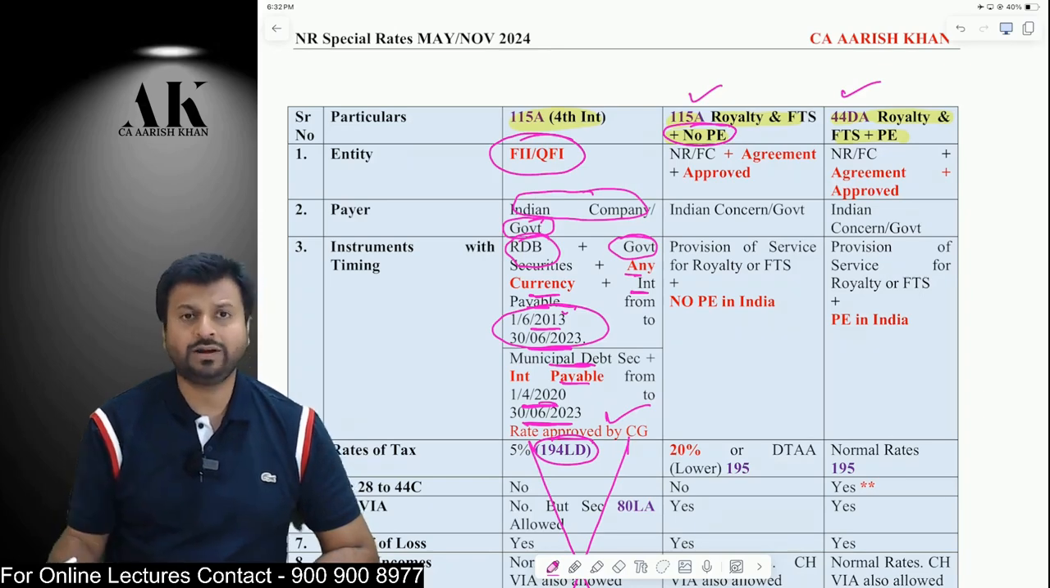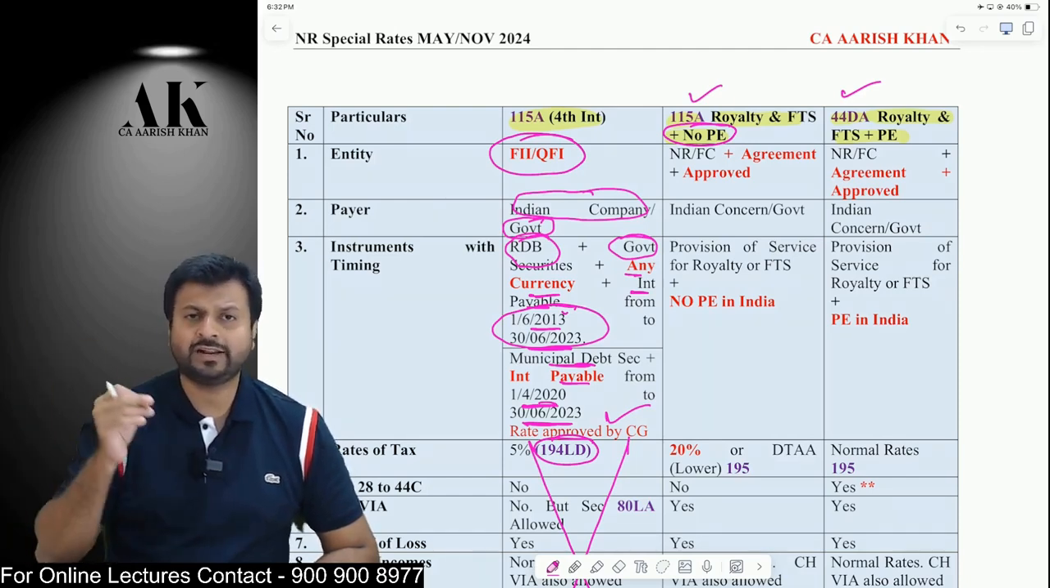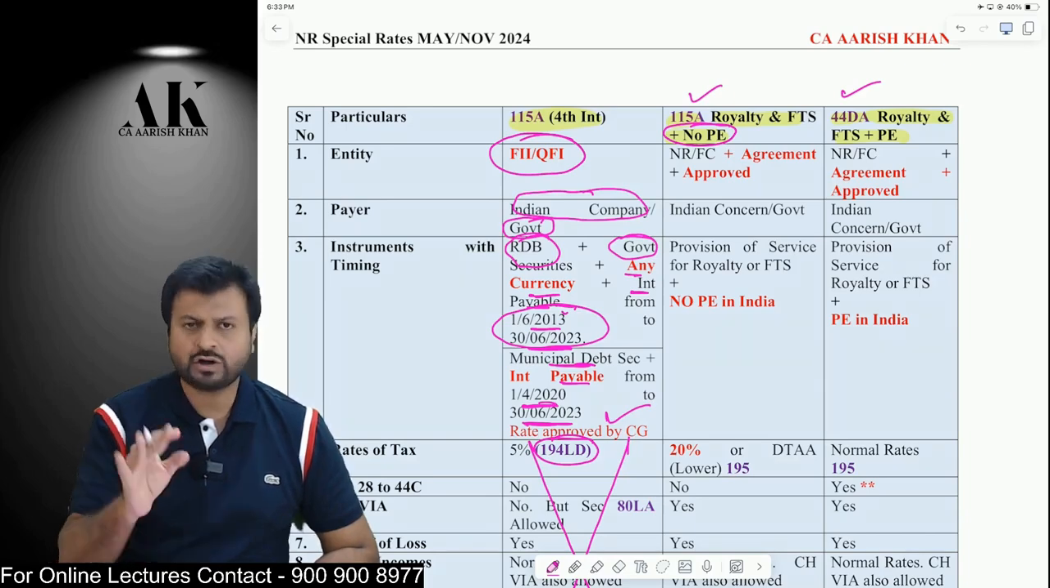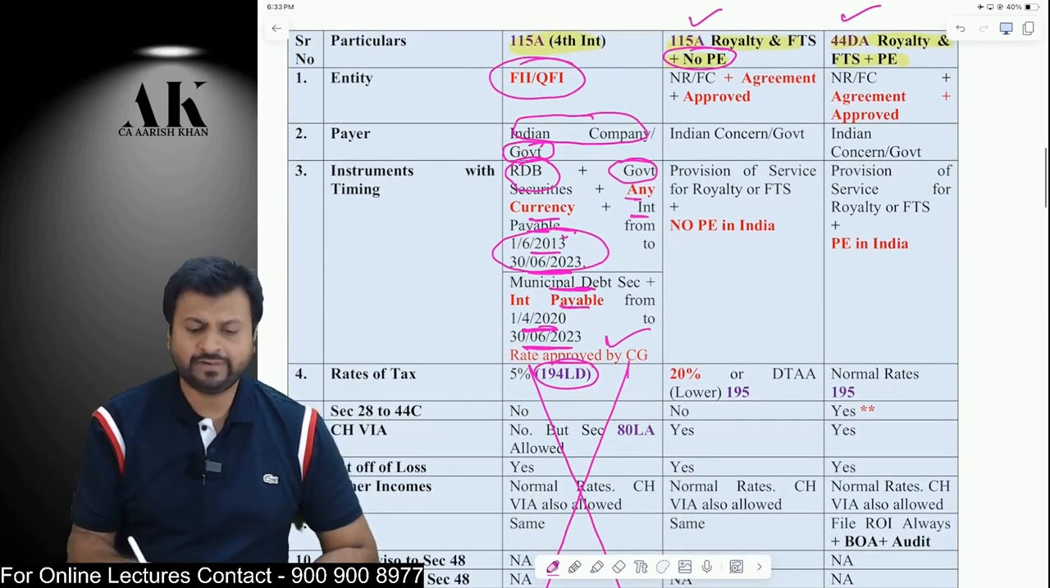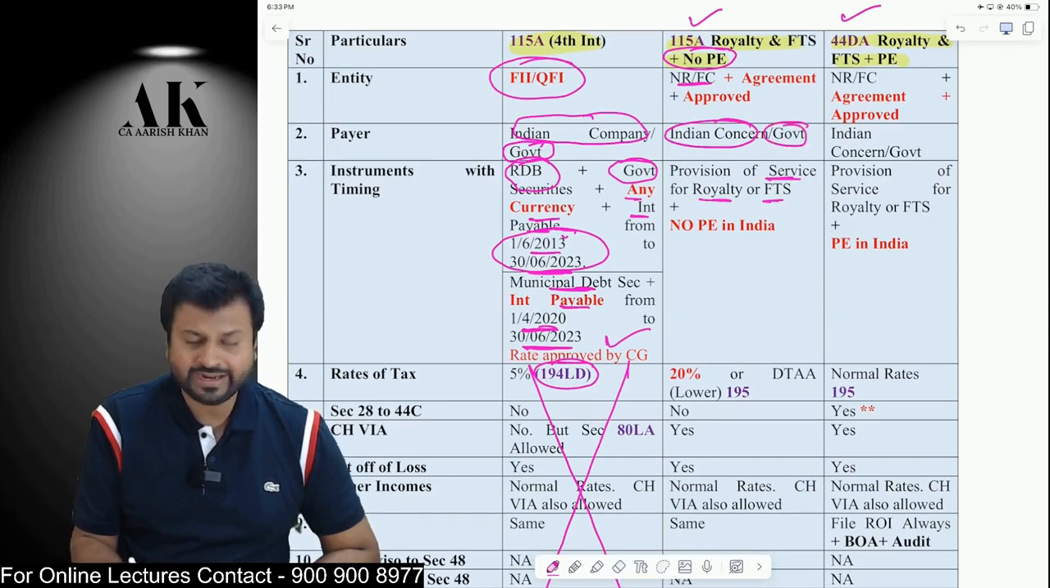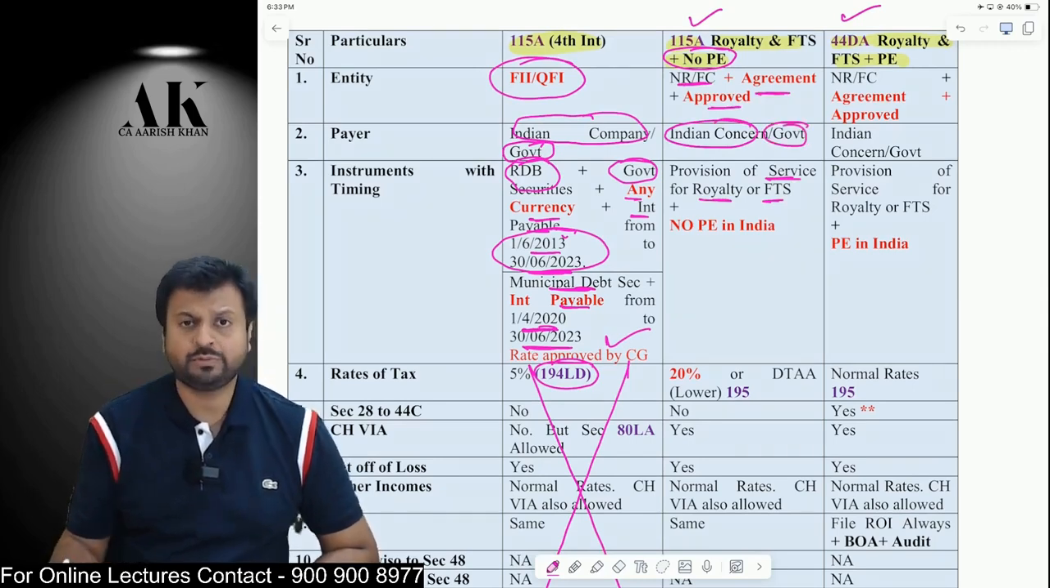Okay. Now, when is 115A applicable? When there is no PE. And when is 44DA applicable? When the non-resident and foreign company has a permanent establishment in India and provides services in the nature of royalty and FTS. Let's talk about 115A first. In 115A, a non-resident and foreign company is providing some services for royalty and FTS to an Indian concern or Indian government. Obviously, there has to be an agreement which is approved by the central government. Unless these words are written in the examination, you cannot come under 115A.